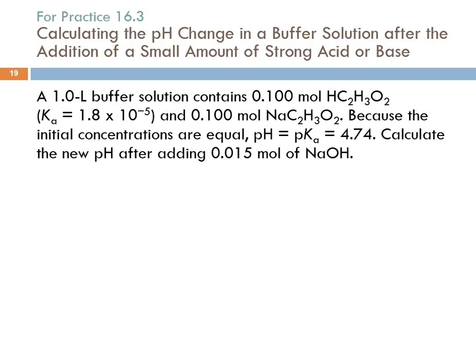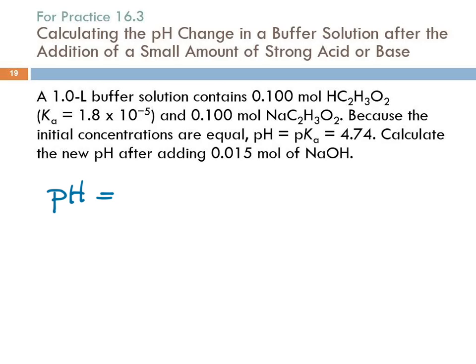So here's a problem with all the numbers. We need to come up with a real answer. We have a 1 liter buffer solution. It contains 0.1 mole acetic acid. There's the Ka for acetic acid. And 0.1 mole sodium acetate. So when the initial concentrations are equal, I didn't emphasize that earlier. Let's look at that real quick.